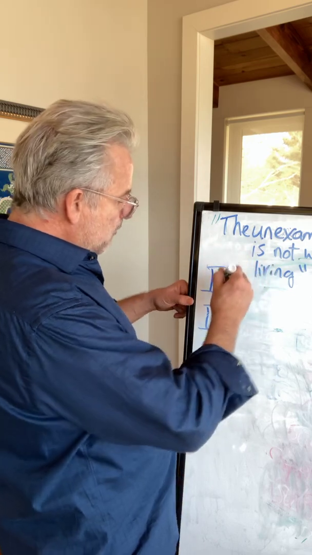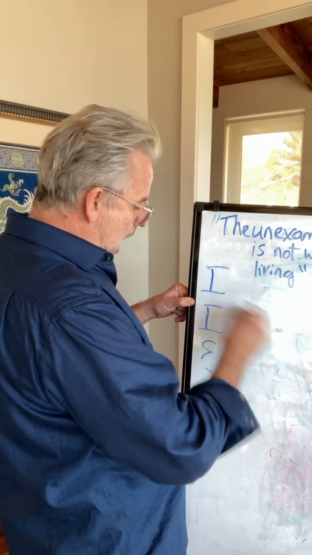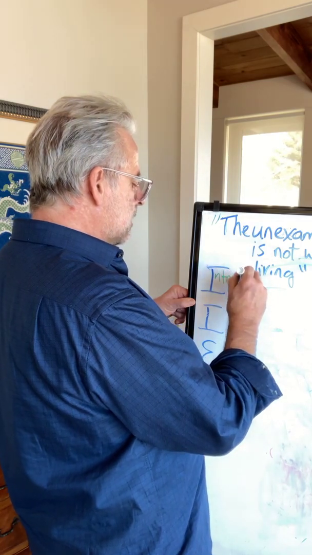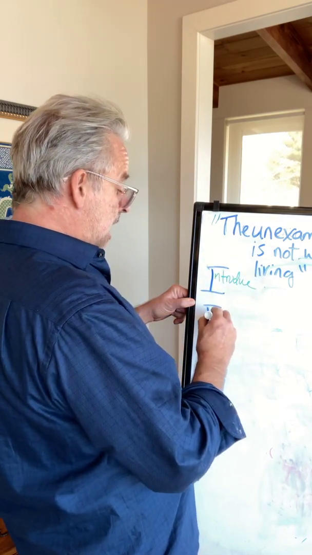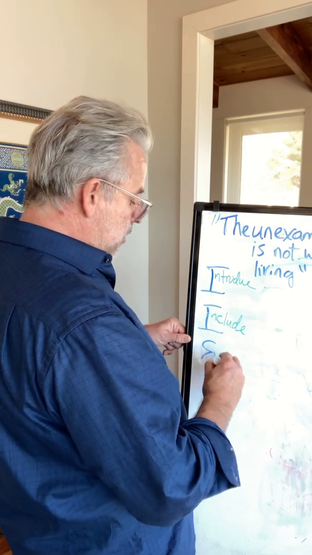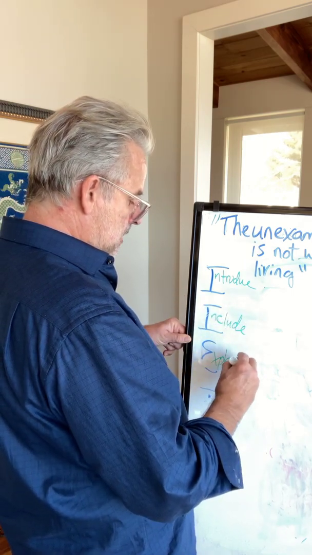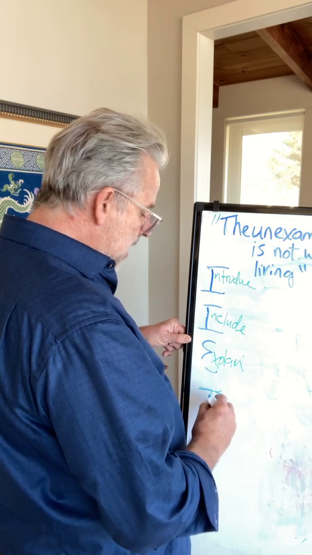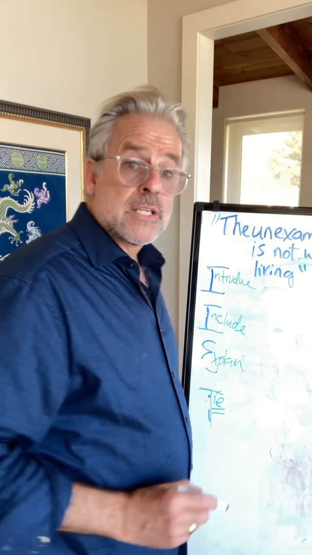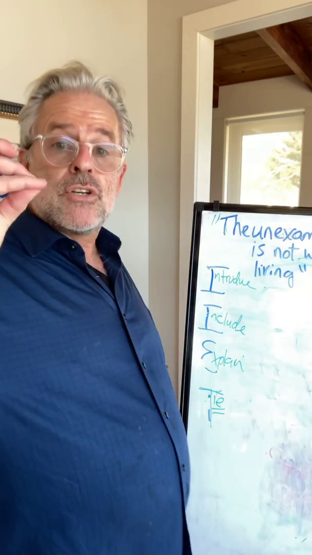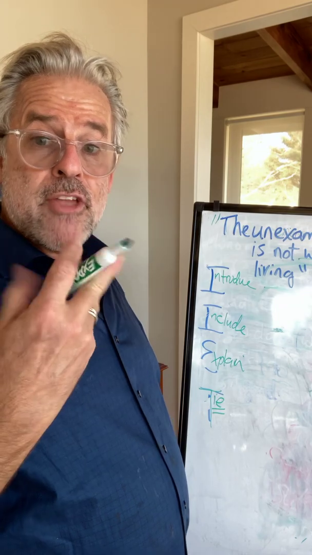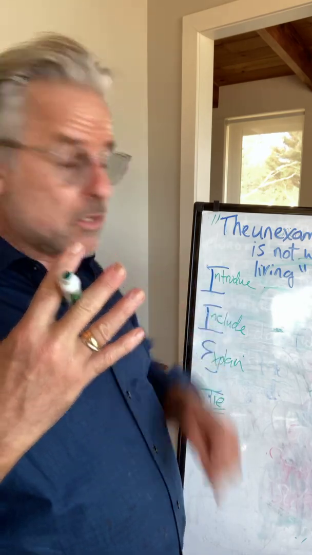And so of these 4 things, IIET, it stands for introduce the text, include the text, explain the quotation, and then tie my explanation to the main purpose and focus of my paper. Introduce, include, explain, and tie. 4 things that we have to do with a quotation.